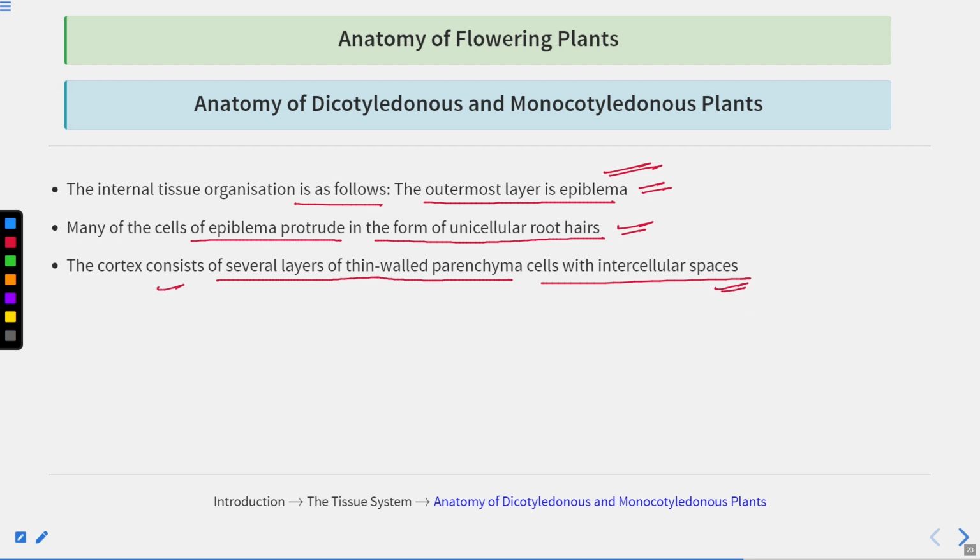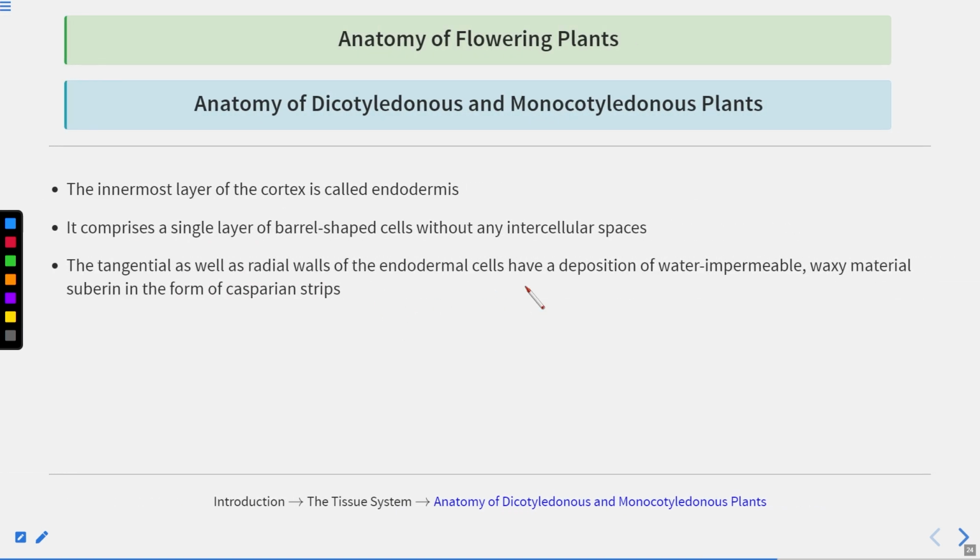Okay, so the cortex is made up of many layers. You can see the different layers of parenchymatous cells that make the cortex region. The innermost layer of the cortex is called the endodermis. So, very important: the outer layer is the epidermis, and just below the epidermis the cortex layer starts.